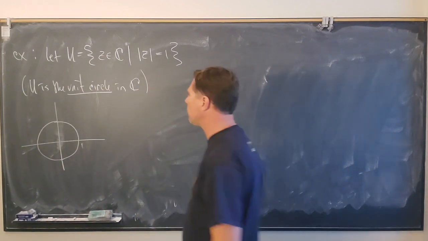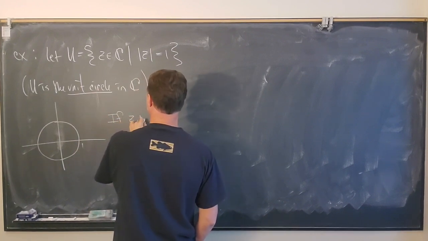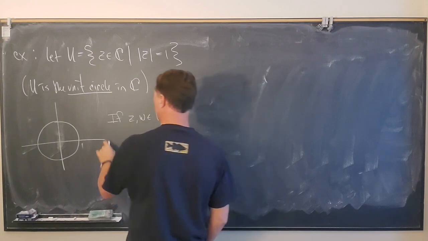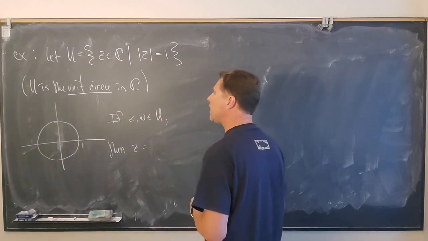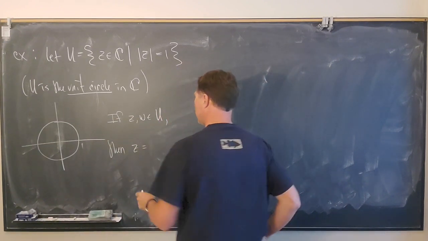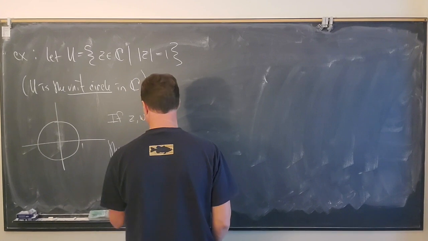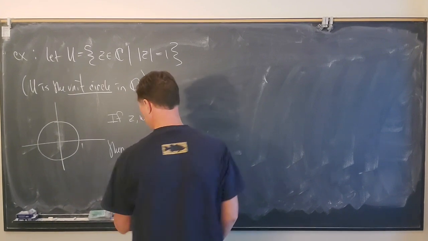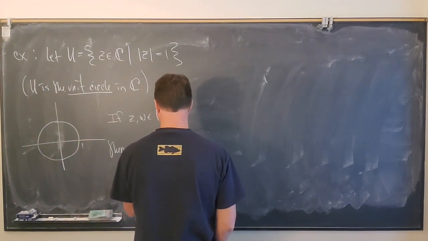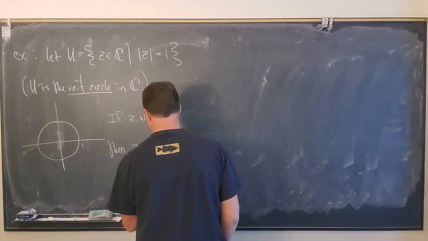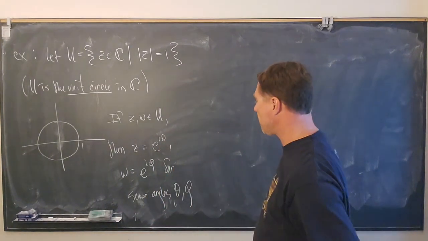Now, if I take a couple of complex numbers that live in U, so let's say Z and W are elements of U, then if I write them in polar form using the exponential form, since each modulus is equal to 1, what we know is that Z equals e to the i theta, and W equals e to the i phi, for some angles theta and phi, so some numbers between 0 and 2 pi.